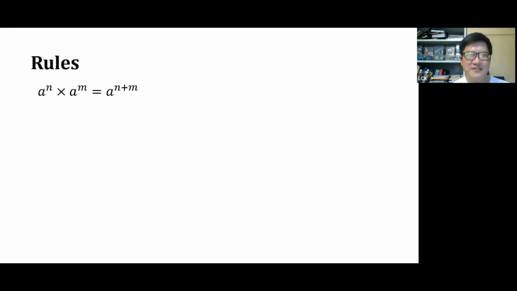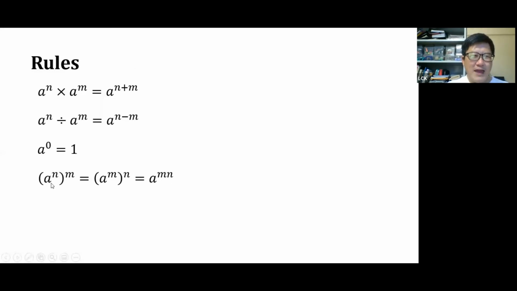All right, so this is the first one, and this is the second one. The second one is a to the power of n, instead of times, it's now divide, a to the power of m, equals a to the power of n minus m. If it's a times, it's a plus. If it's a divide, it's a minus. Very simple. All right, a to the power of 0: anything to the power of 0. a can stand for anything. All right, maybe that's why it's a for anything. Anything to the power of 0 is 1.